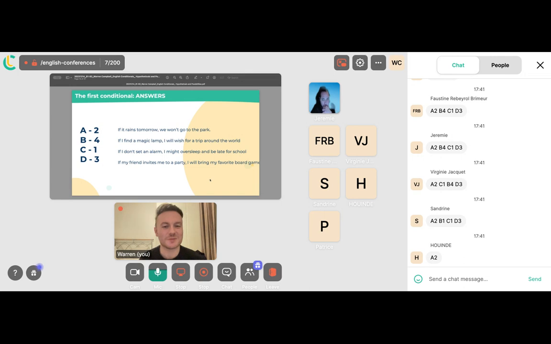So if it rains tomorrow, we won't go to the park. If I find a magic lamp, I will wish for a trip around the world. If I don't set an alarm, I might oversleep and be late for school. And if my friend invites me to a party, I will bring my favorite board game. Good work, everyone. Superb. Flying through these conditionals, this is good.